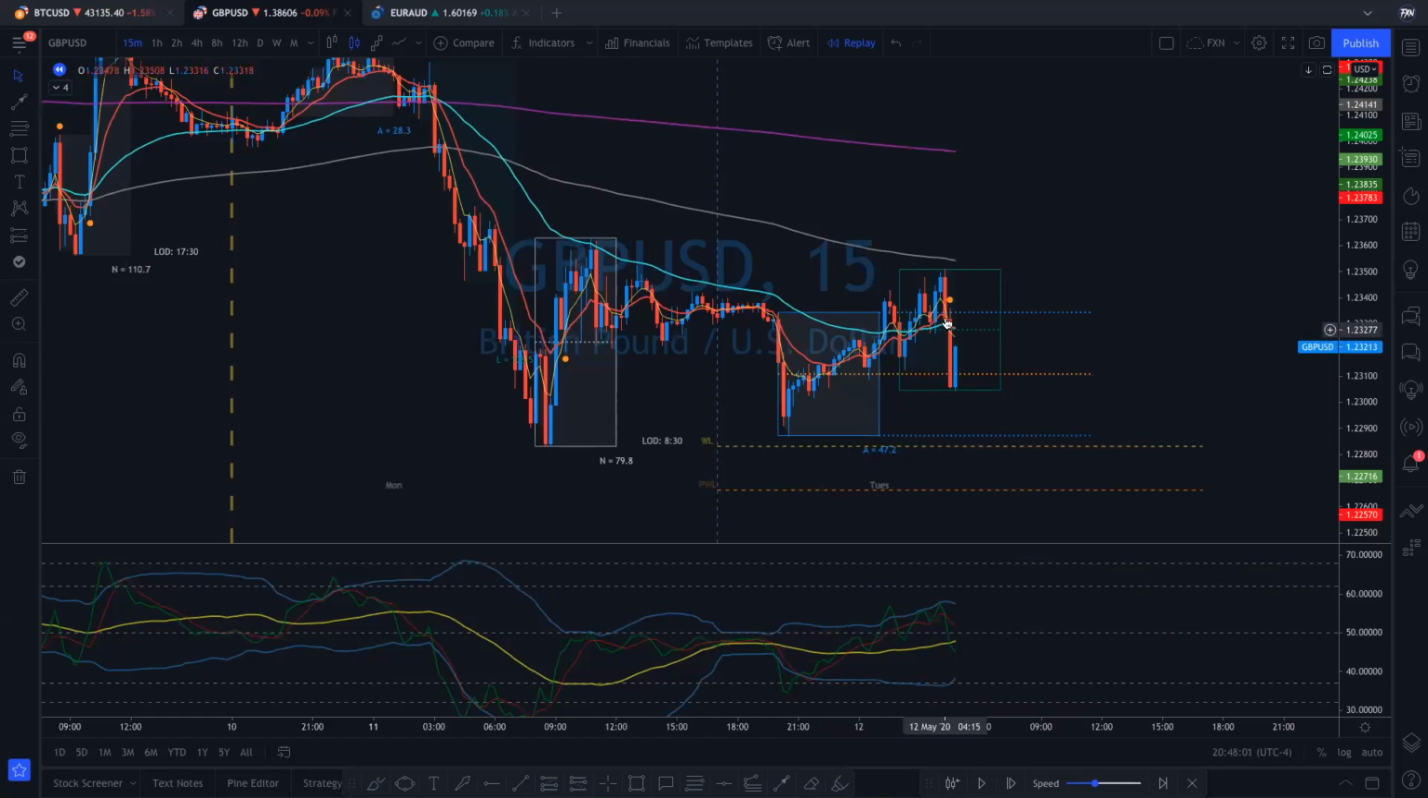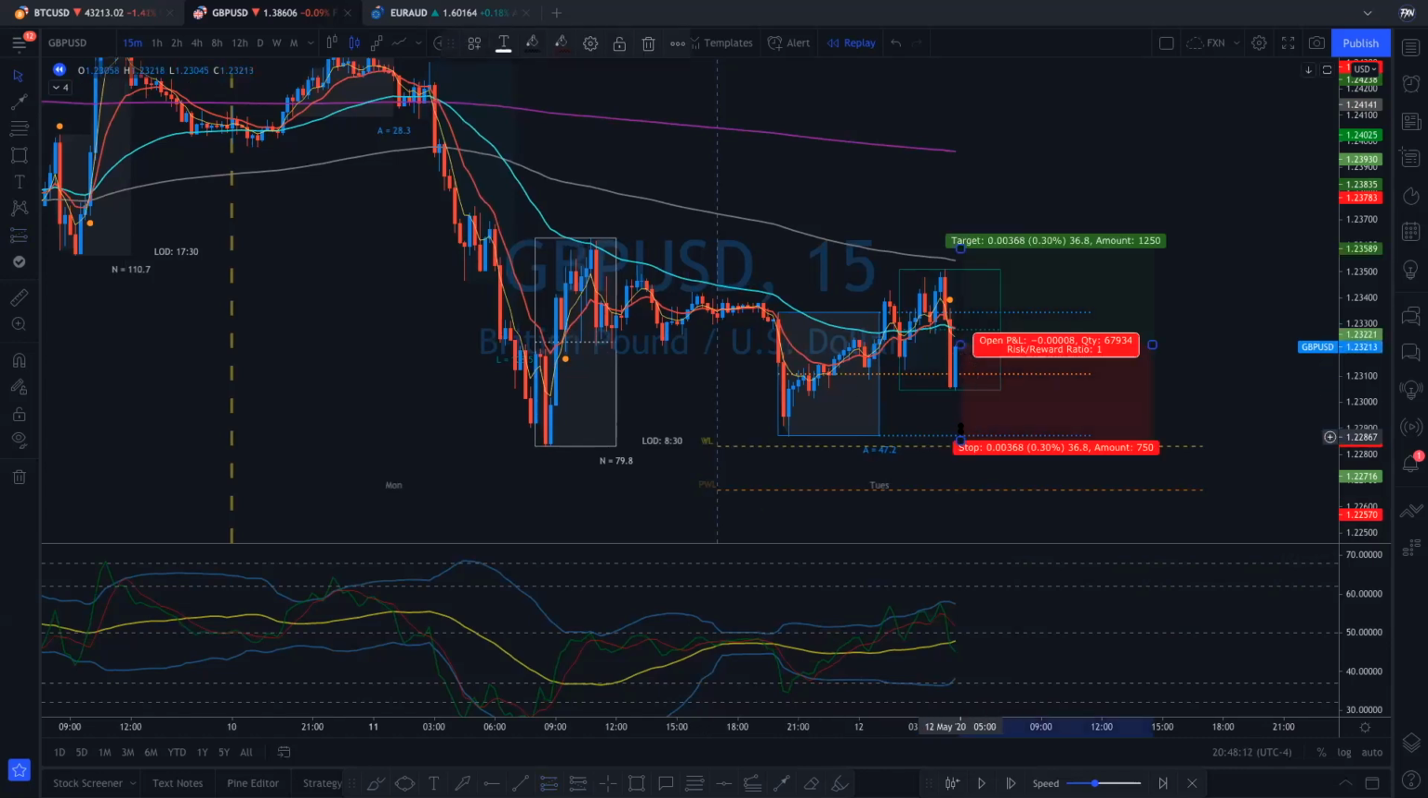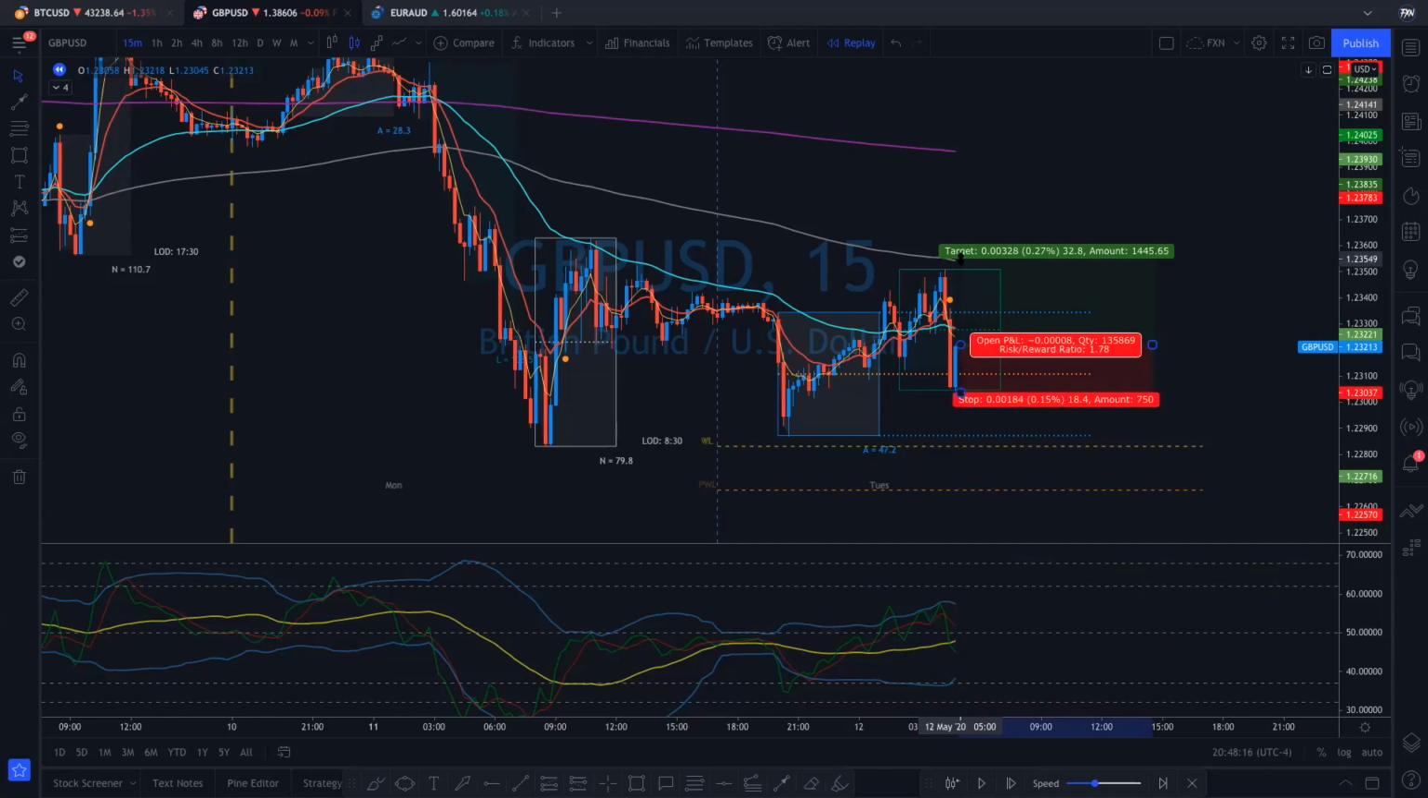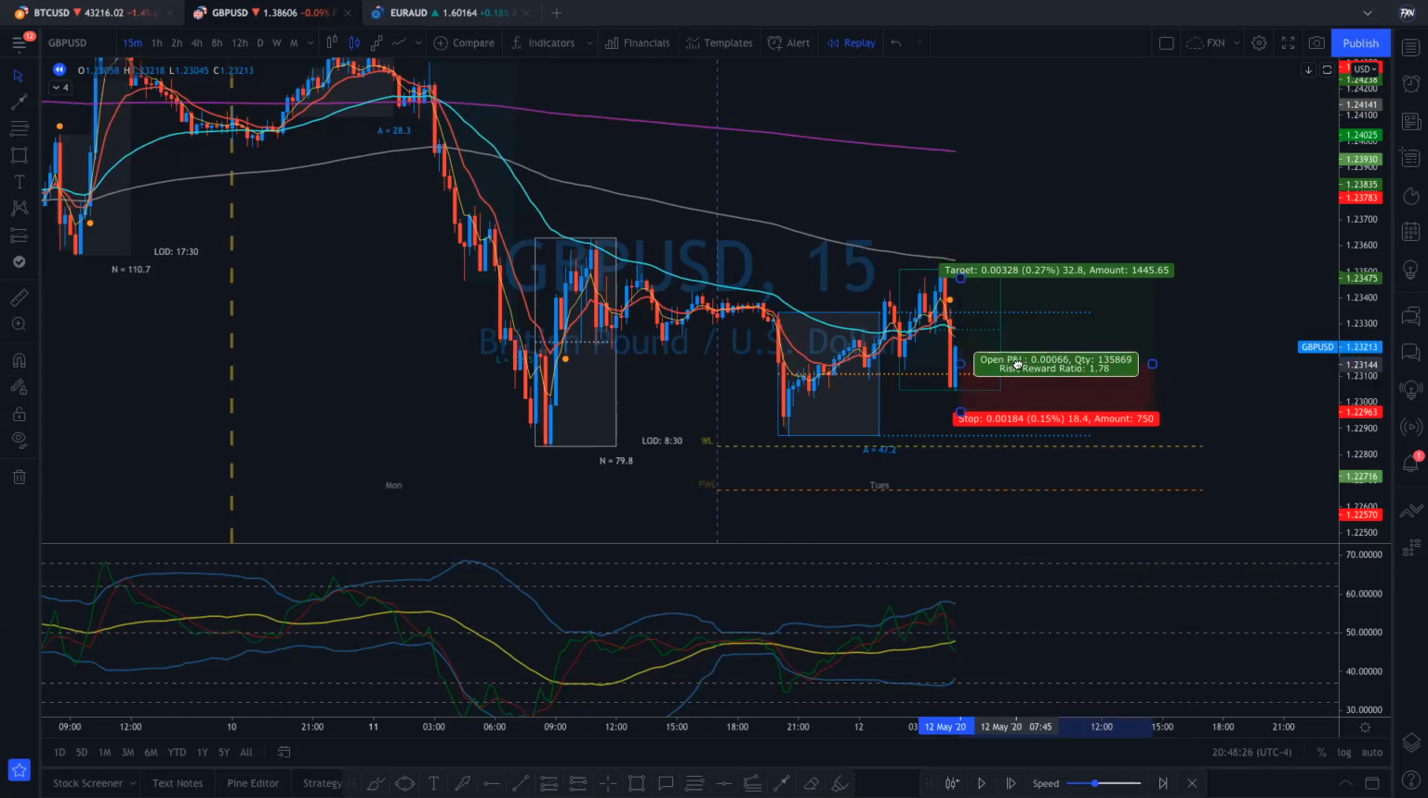And taking it to, let's say, either the 200 or the 800, does that give you a good risk to reward ratio? This would be 18 pips to what, 32. So it's like a 1.78 type of trade you would want.